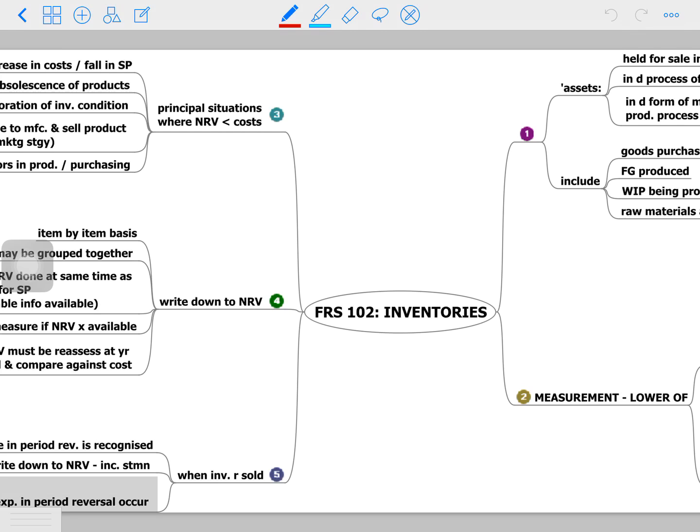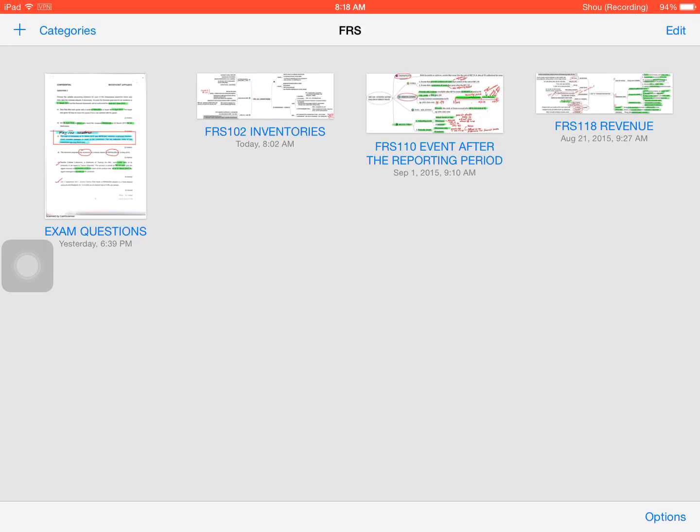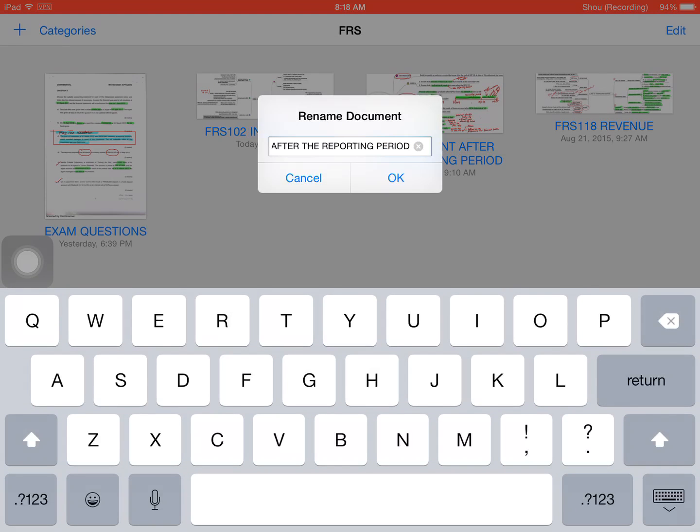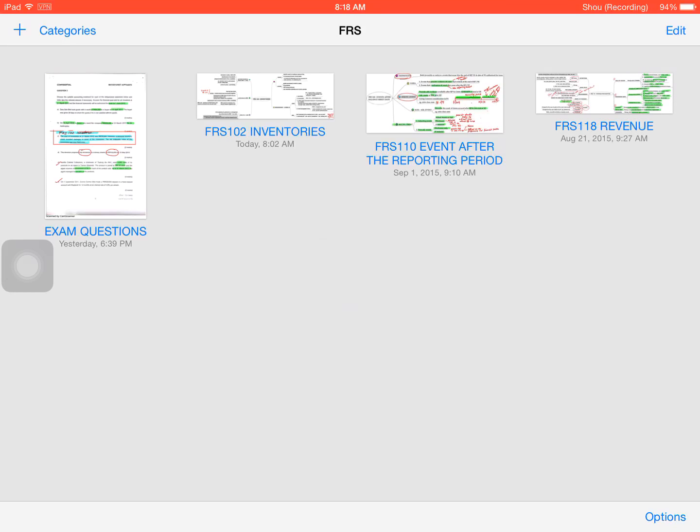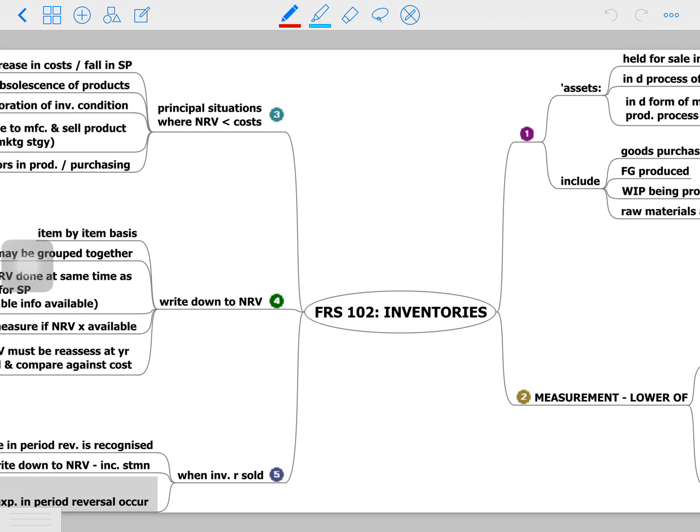In the previous class, we discussed FRS on events after the balance sheet date, or events after the reporting date, which is FRS 110. For today, we're going to look at inventories, FRS 102. A few questions came up in your final exam with regard to inventories, which is FRS 102.